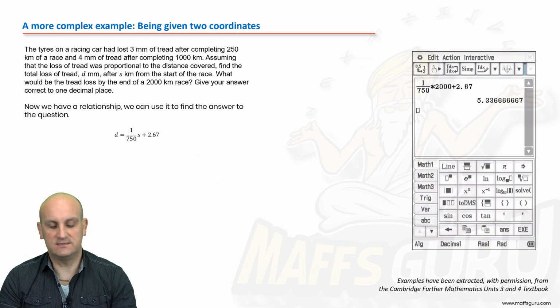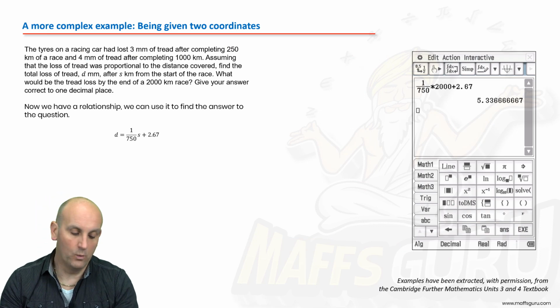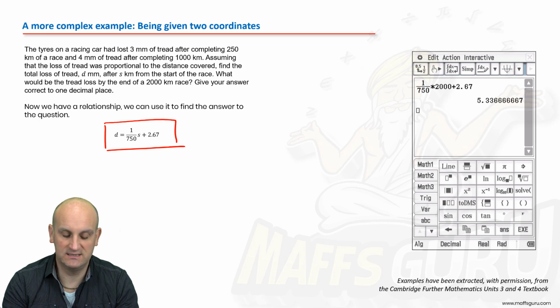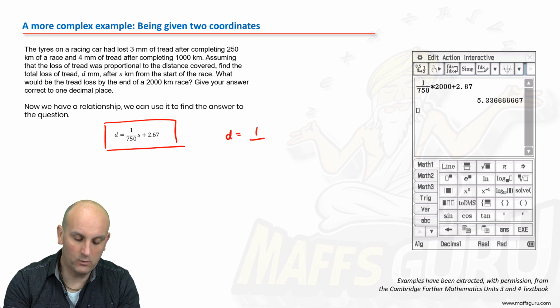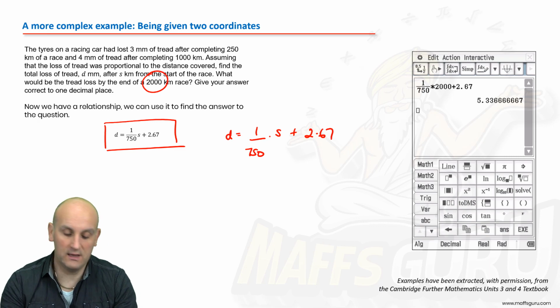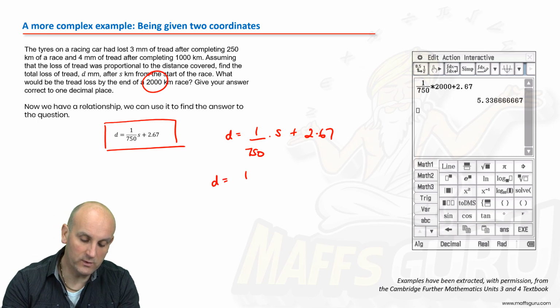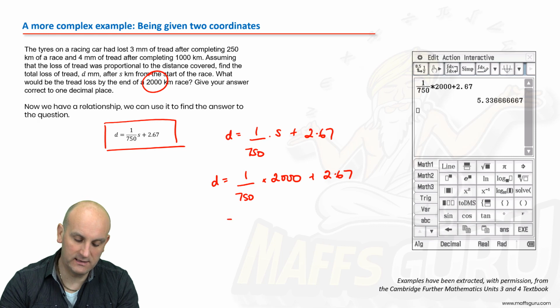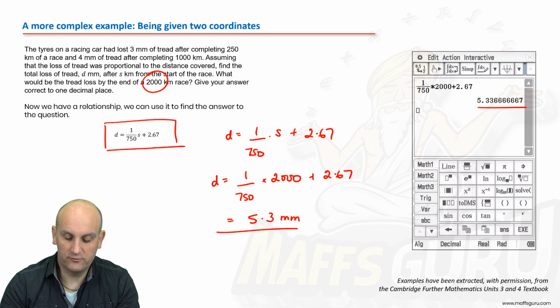So having done that, and obviously I've got my calculator here, what can we see? Well, we've decided that my formula says the amount of tread is given by 1 on 750 times the distance traveled plus 2.67. The question said we've traveled 2,000 kilometers, so that becomes 1 on 750 times 2,000 plus 2.67, which when I put it into my calculator, and it wants it correct to 1 decimal place, gives me 5.3 millimeters of tread.